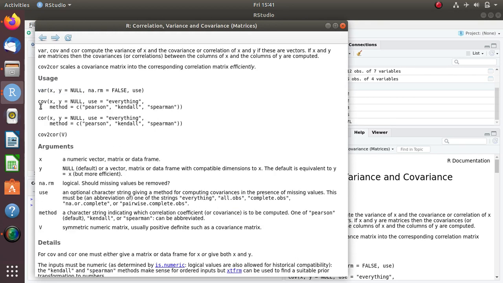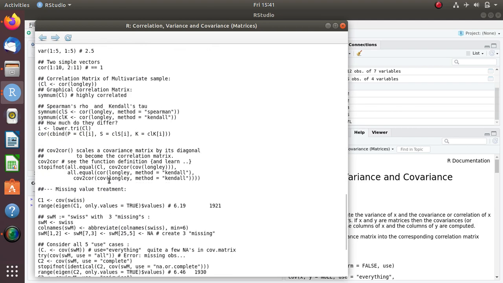This is variance, covariance, and correlation, all of them, covariance to correlation, something like that. Here there are examples at the bottom of the documentation. You can just read all of them.